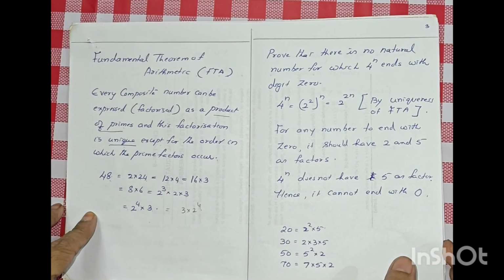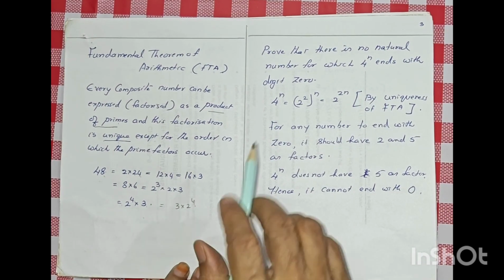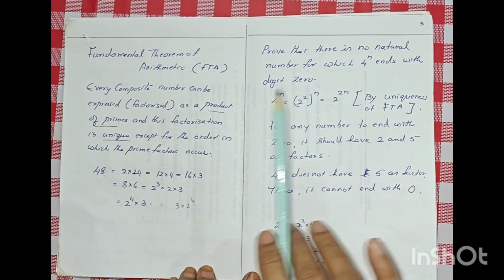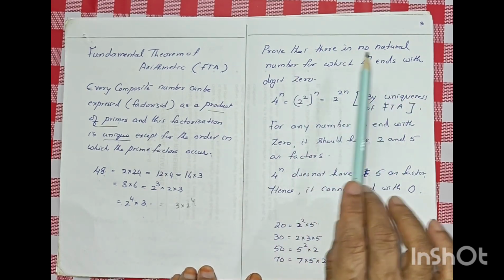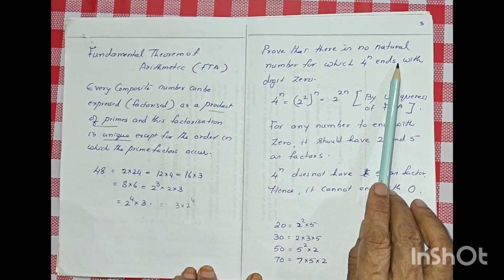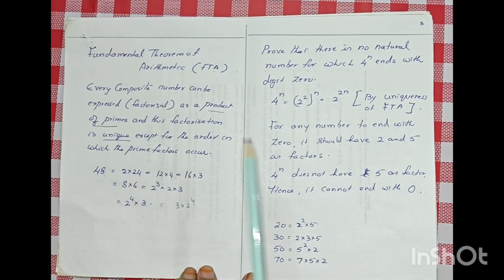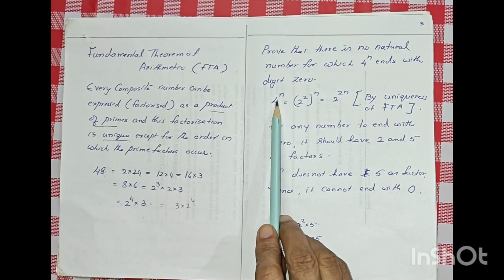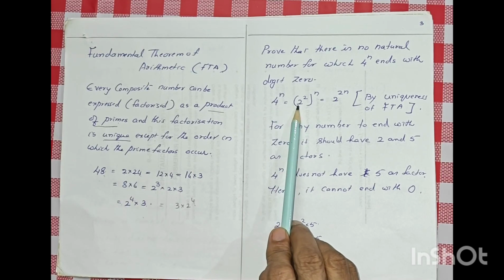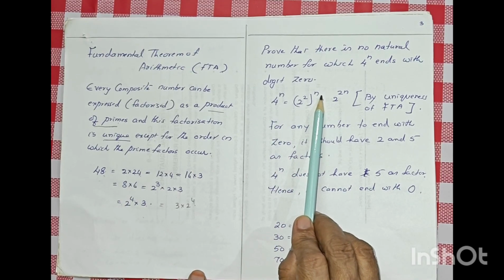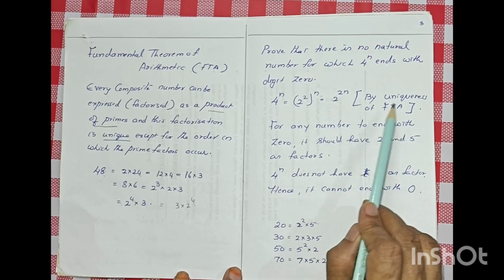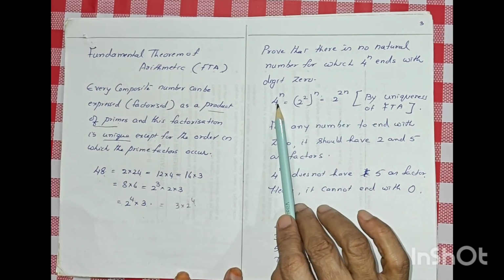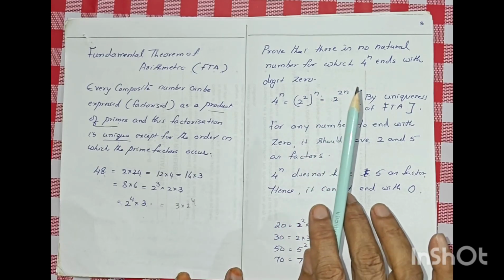So based on this, there is a question here. This question also comes for your 2 markers. Prove that there is no natural number for which 4 to the power of n ends with digit 0. You have to give the reason also for this. So 4 to the power of n can be written as 4 is 2 squared, to the power of n. So that is 2 to the power of 2n. You have to write by uniqueness of FTA, this is the only way of expressing 4 to the power of n.